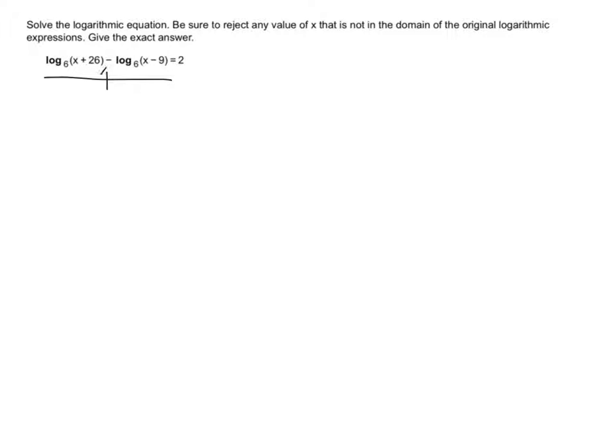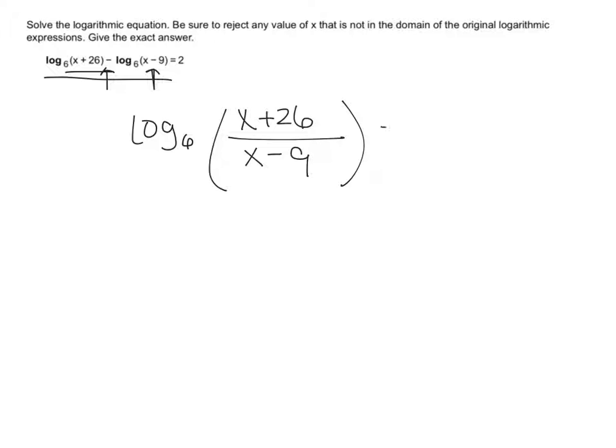Since these are being subtracted, I'm going to use the quotient rule. That tells me to take the log of base 6, and then the first expression is going to be my numerator, and that's going to be divided by my second expression, which is my denominator, and that equals 2.